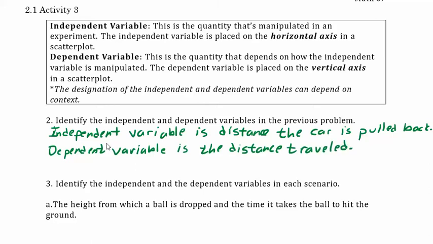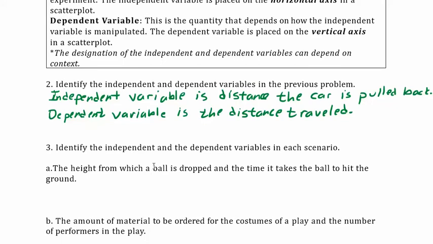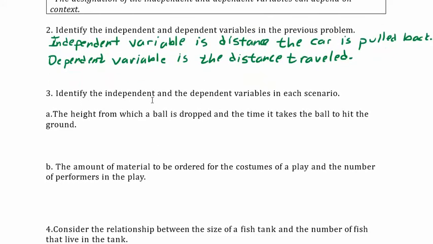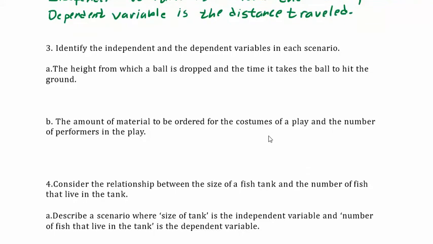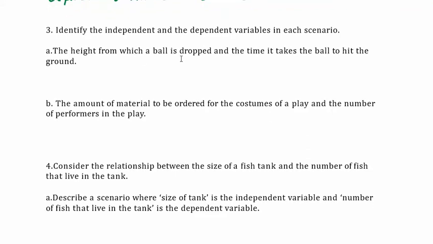Now, what I want you guys to do, actually we're going to go through 3A together. And what we want to do is identify the independent and dependent variables in each scenario. So 3A says the height from which a ball is dropped and the time it takes the ball to hit the ground. My piece of advice is the first thing to do is to identify the two different variables. So the two different variables are the height from which a ball is dropped and the time it takes the ball to hit the ground.